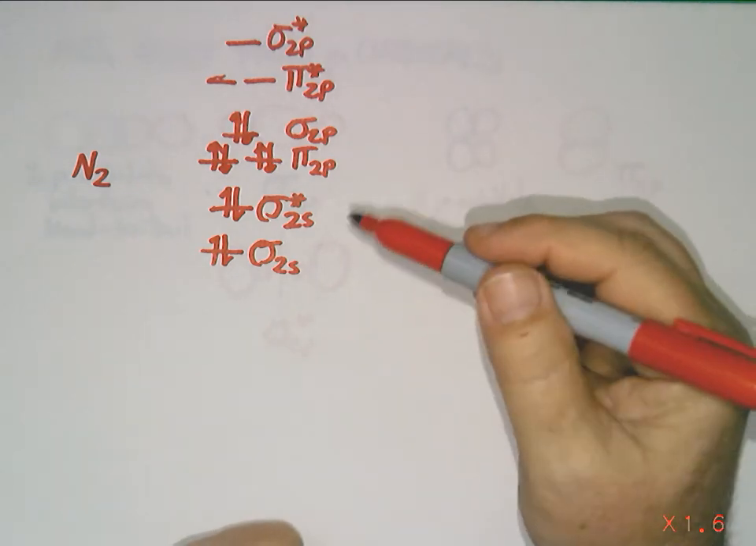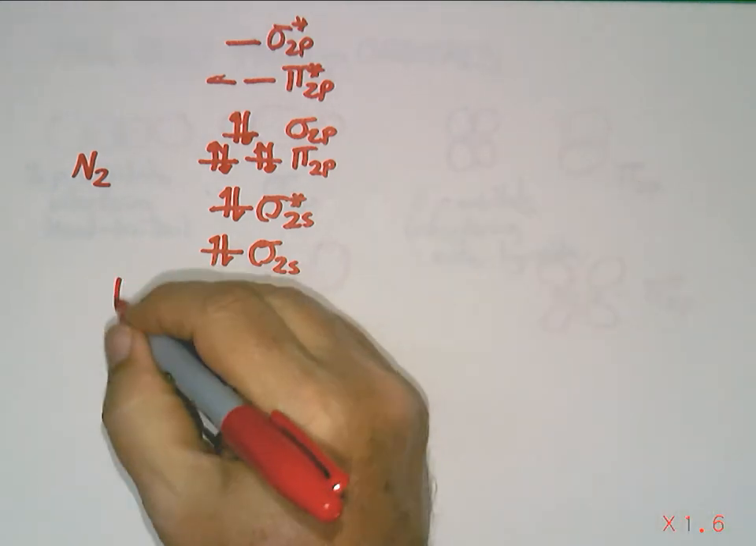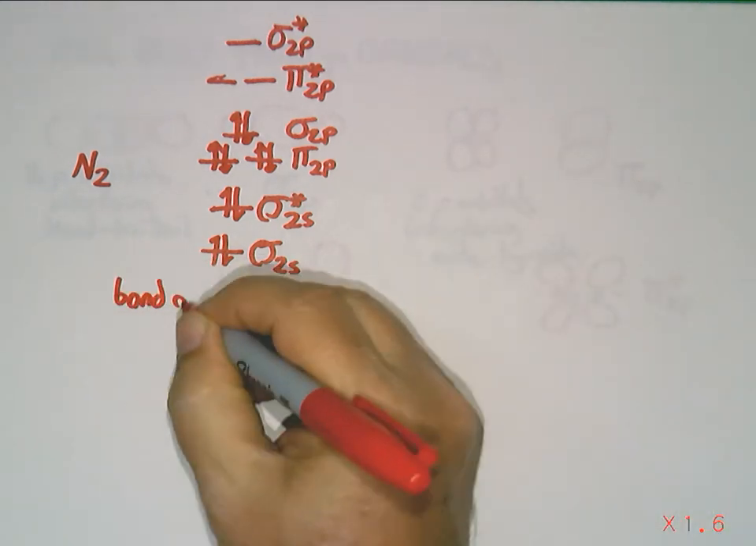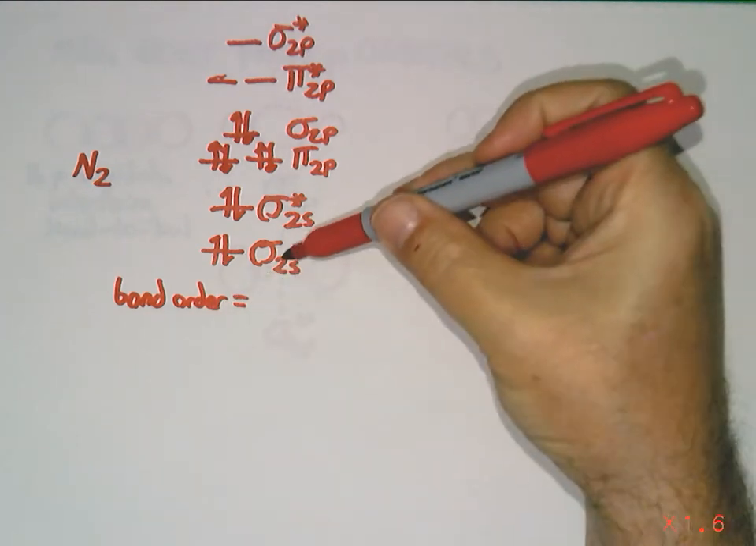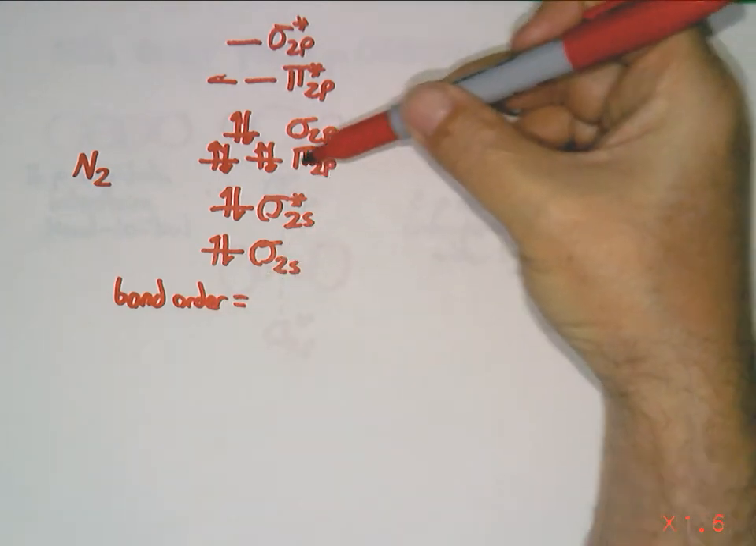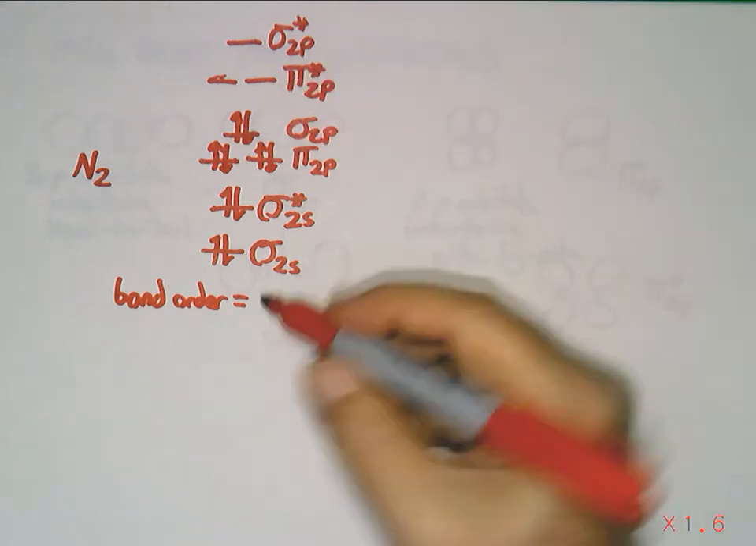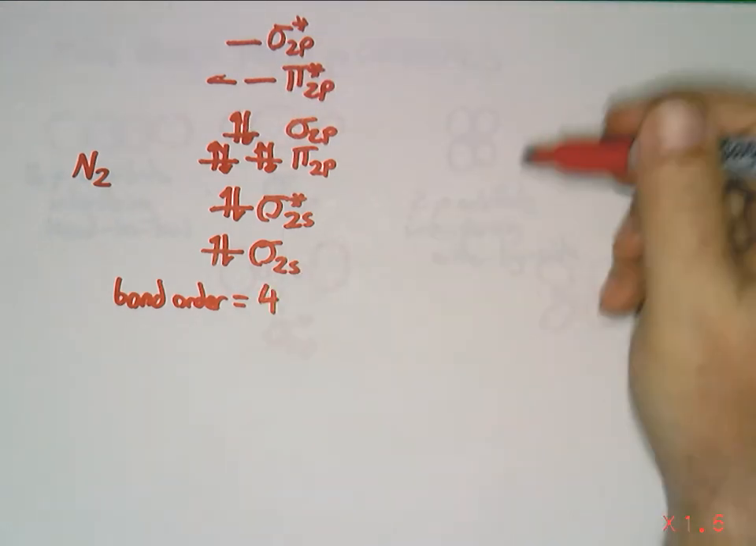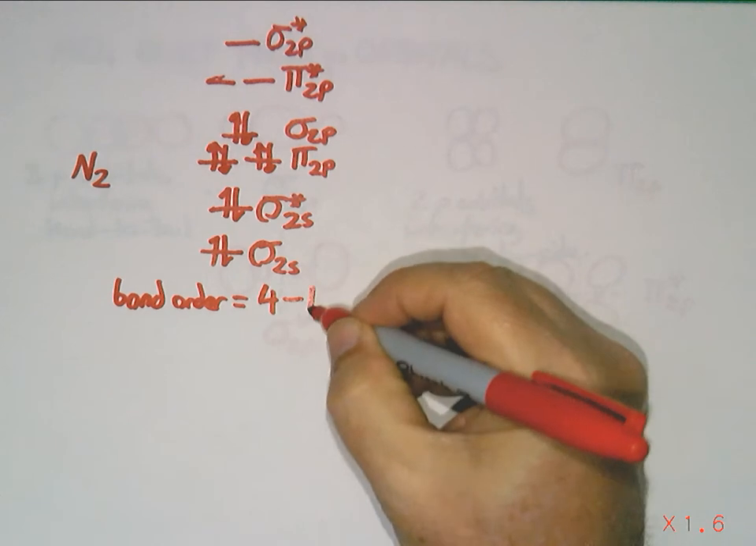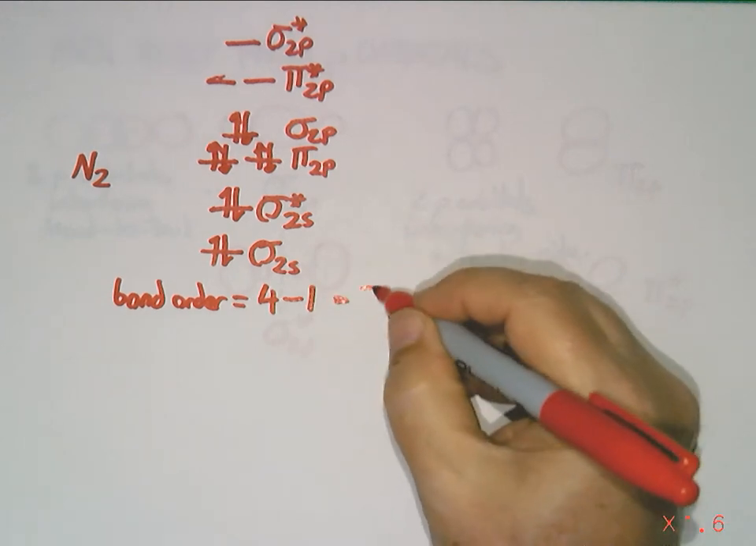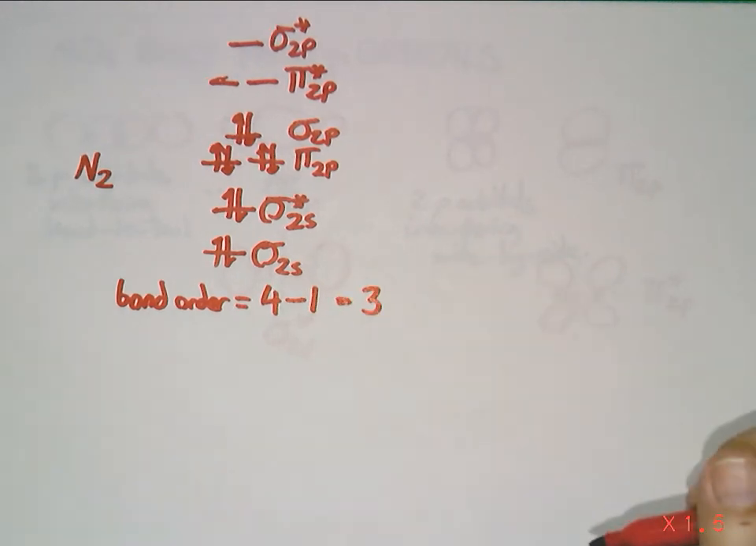Alright, so let's figure out the bond order. How many bonding pairs do we have? Well, we have 1, 2, 3, 4 bonding pairs. How many anti-bonding pairs do we have? 1. So it predicts a bond order of 3 for this molecule.